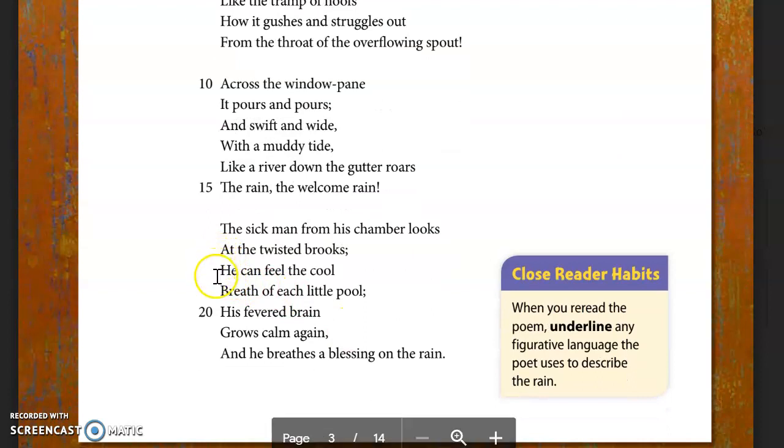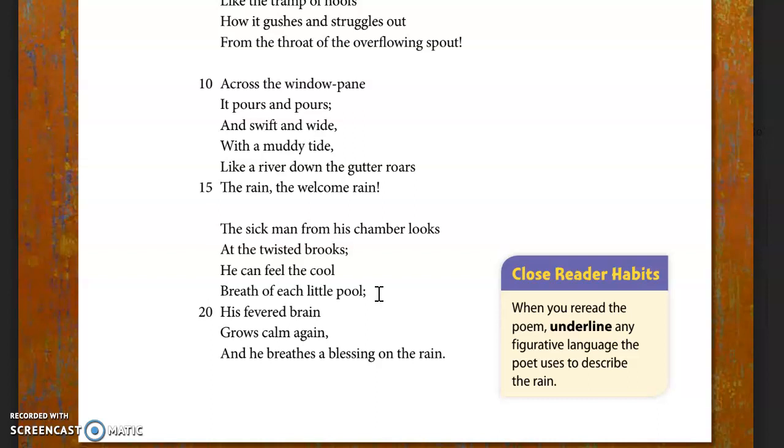So it says that he can feel the cool breath of each little pool. What do you think that is? Saying that he can feel the cool breath of each little pool. Do you think that would be a simile comparing? Would it be a metaphor that says he is that little pool, or are we trying to personify the rain?